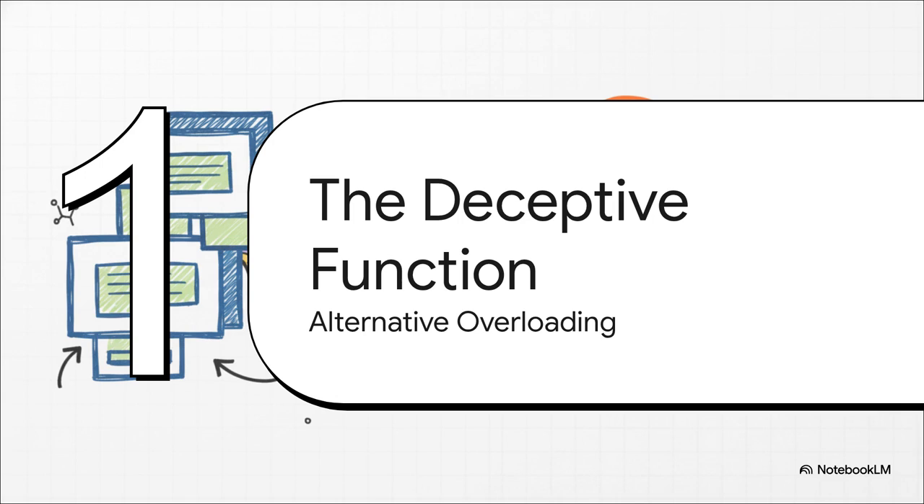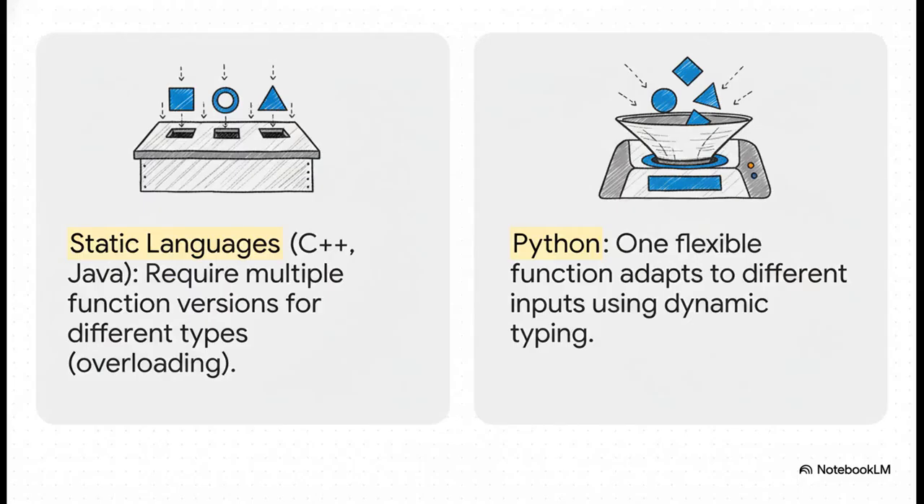So how does Python deal with functions that need to handle different kinds of input, or maybe even a different number of inputs? In other languages like C++ or Java, if you want a function to work with different data types, you often have to write the same function over and over and over again. It's a thing called function overloading. Well, Python just says, nope, there's a better way. Because Python is dynamically typed, you can write one single flexible function that just adapts to whatever you give it.